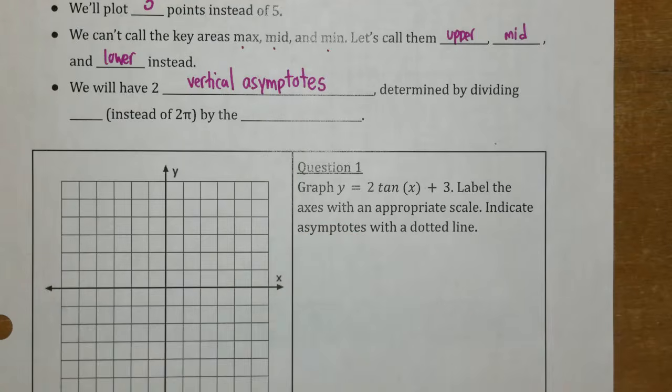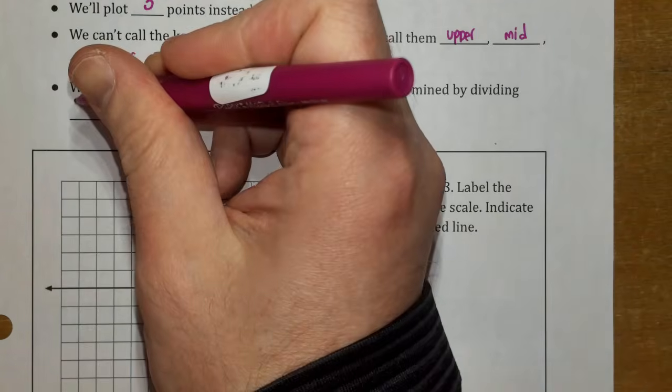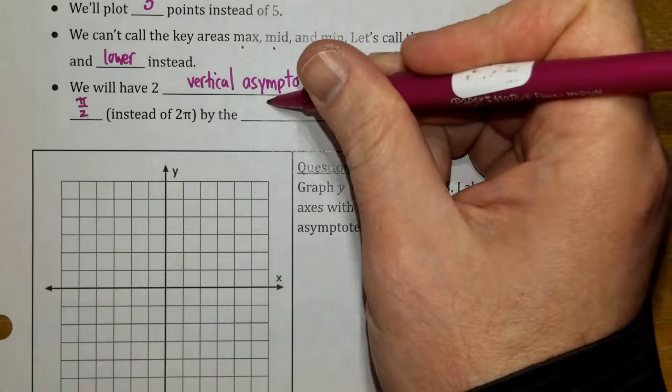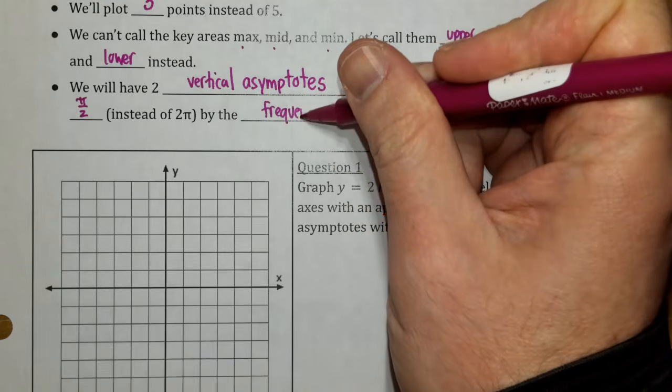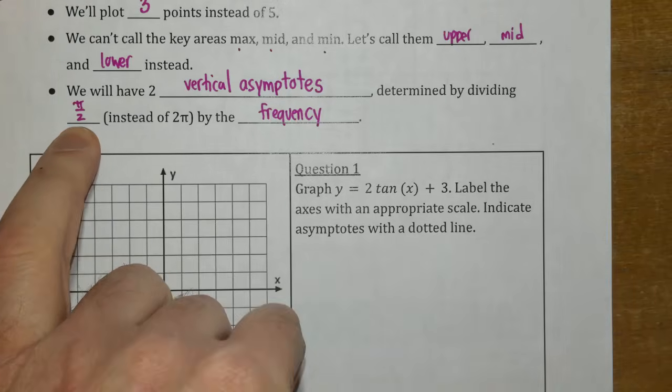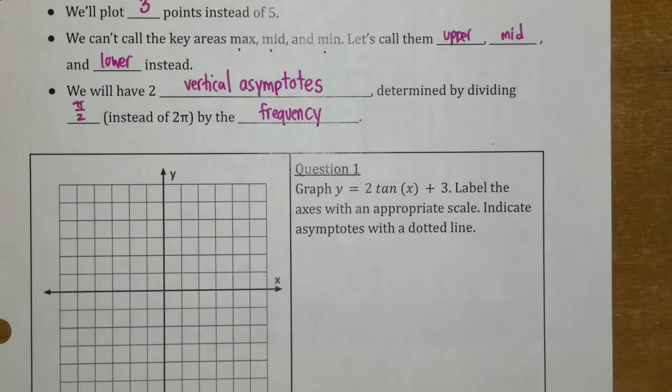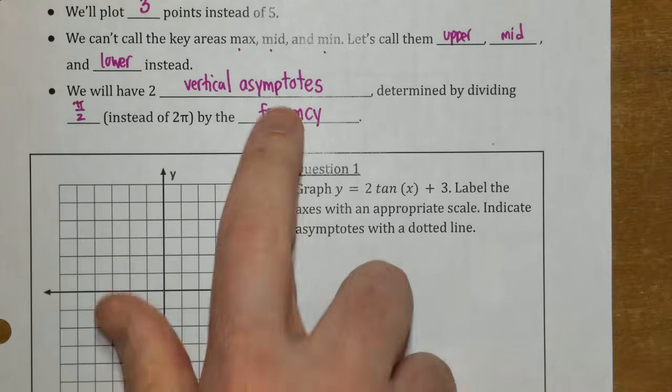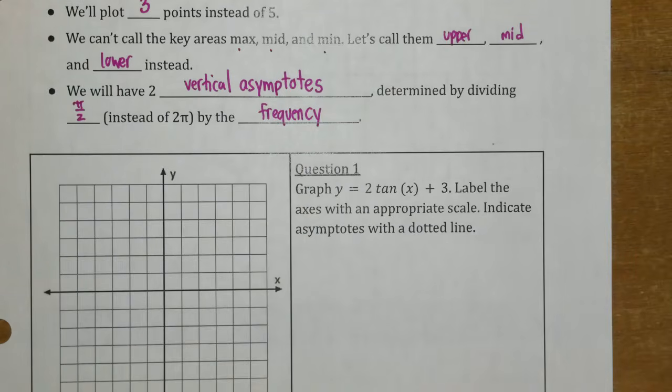Asymptotes. Determined by dividing pi over 2 by the frequency. So usually when we do trig graphs, we divide 2 pi by the frequency. But for tangent specifically, we divide pi over 2 by the frequency instead. So I'll show you in a second what an asymptote is. It's fun to say, asymptote.